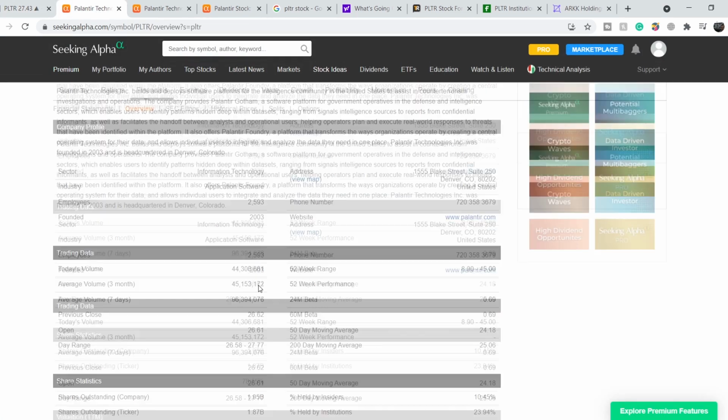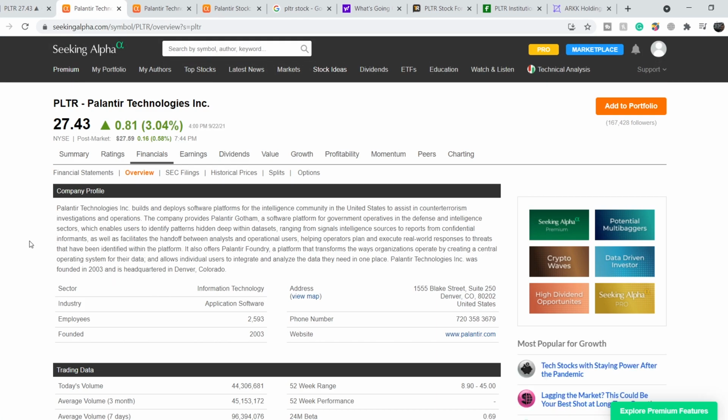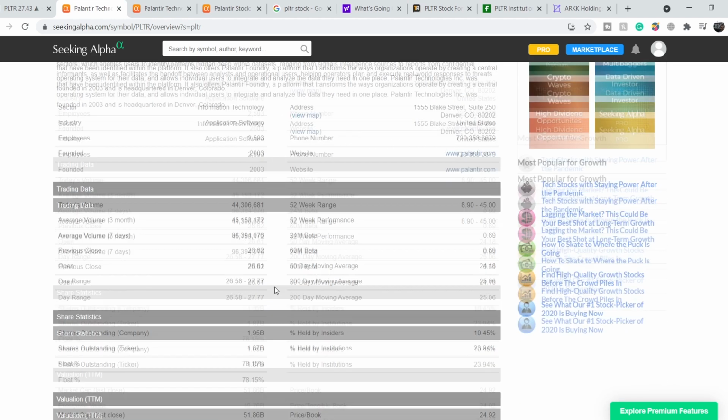And let's start with the company profile. Palantir Technologies builds and deploys software platforms for the intelligence community in the United States to assist counter-terrorism investigations and operations. They have two main products. It is Palantir Gotham, software for government operatives, and Palantir Foundry, mostly for commercial contracts.